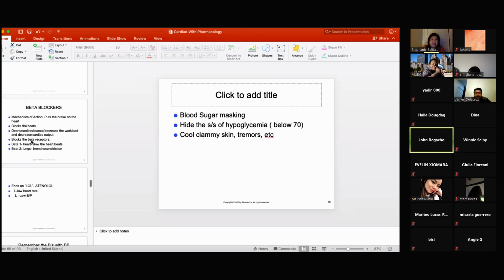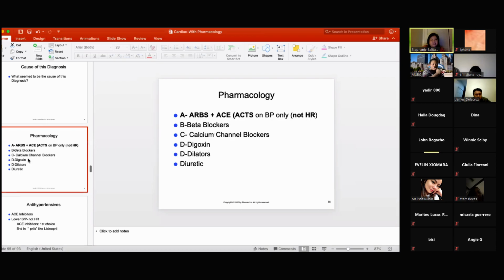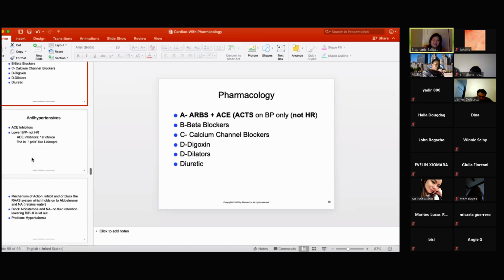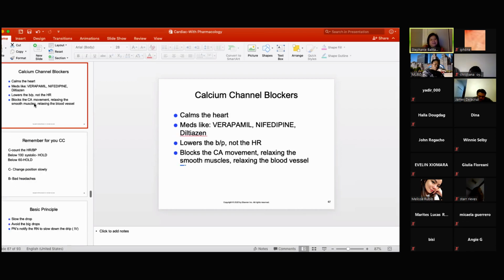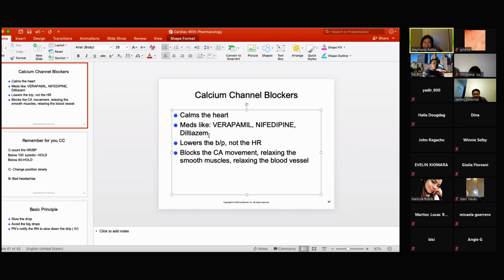Now we are into calcium channel blockers, your C's. Calcium channel blockers. These are your verapamil, your nifedipine, and your diltiazem. Is it diltiazem? I think it's diltiazem, right? I was like, there's something wrong with it. Okay, diltiazem. So these are your calcium channel blockers.